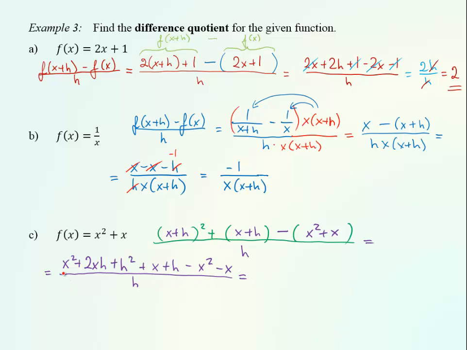Now we can reduce whatever is possible, for example x squared, negative x with x, and the resulting expression will have a common factor h, so let's take h out of the bracket. This will leave us with 2x plus h and plus 1 over h. Finally, we can reduce the h, and we end up with 2x plus h plus 1. That's the final answer for the difference quotient.